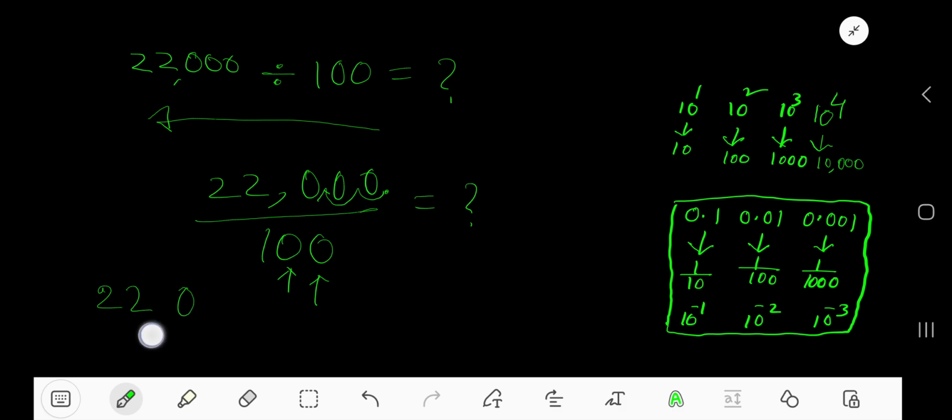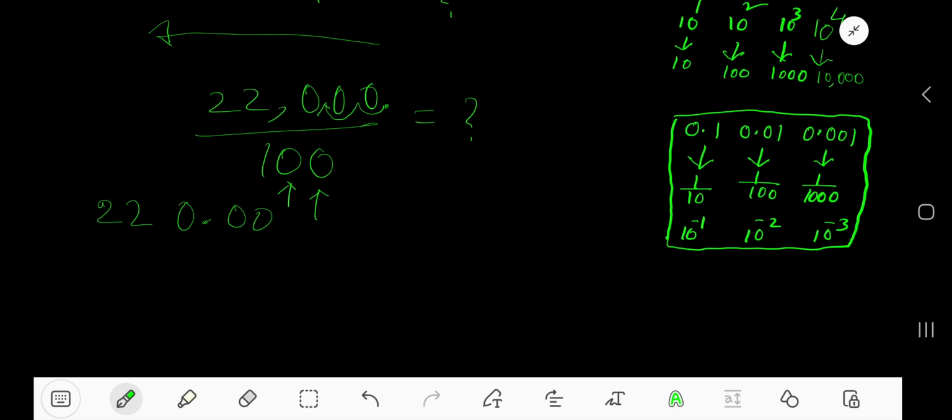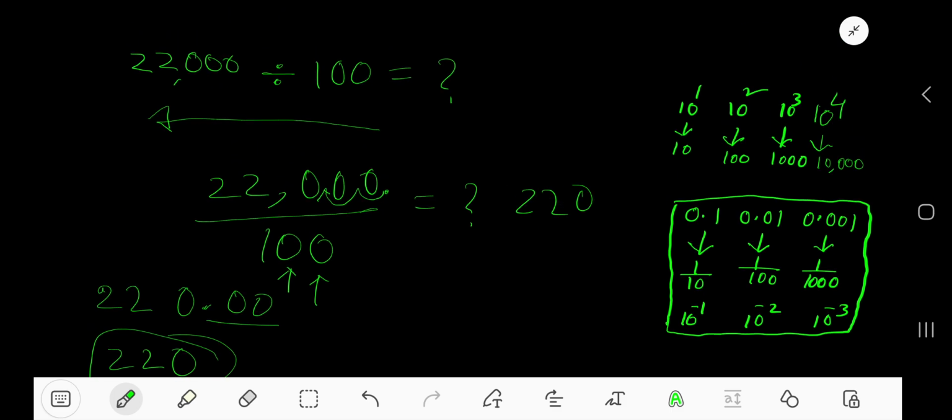You don't need to place a comma here. Now decimal 0 0. This number means 220. This 0 you can remove, this portion. After the decimal it's just 0, so you can delete it. So 220. 220 is our answer.